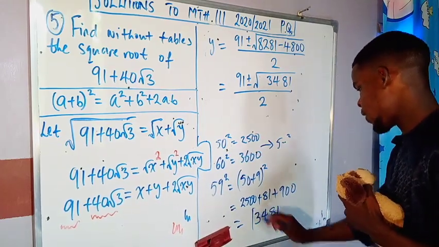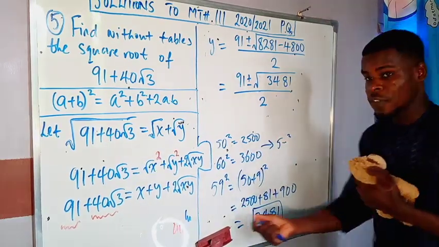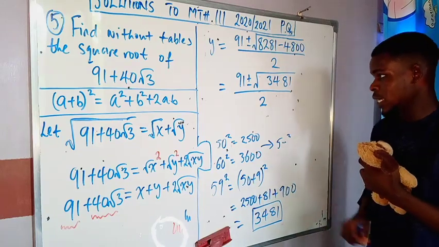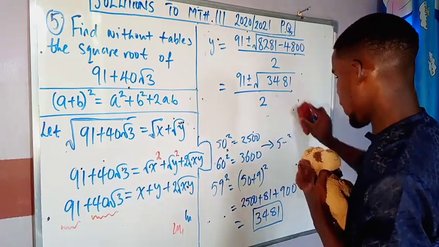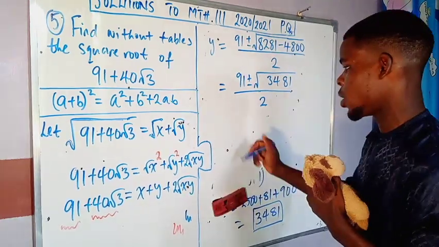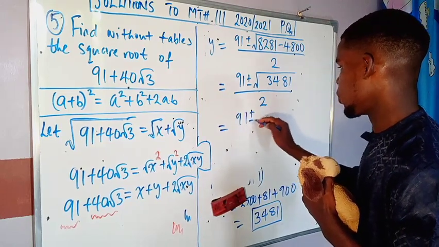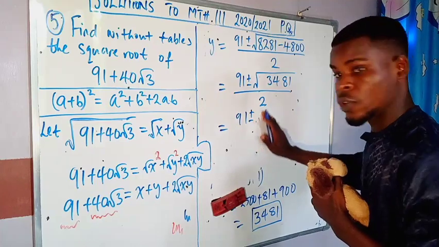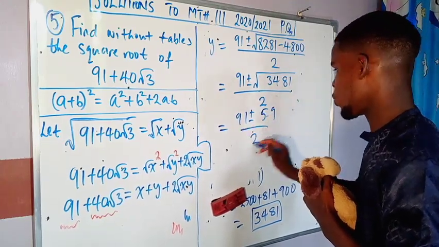3,481. So in fact, 3,481 is what we have here. So if the square of 59 gives us 3,481, that means the square root of 3,481 will be 59. So we are on the right track. So that must be 59, right? So we're going to equate this to 91 plus or minus, sorry, no more square root, because we just have 59 divided by 2.